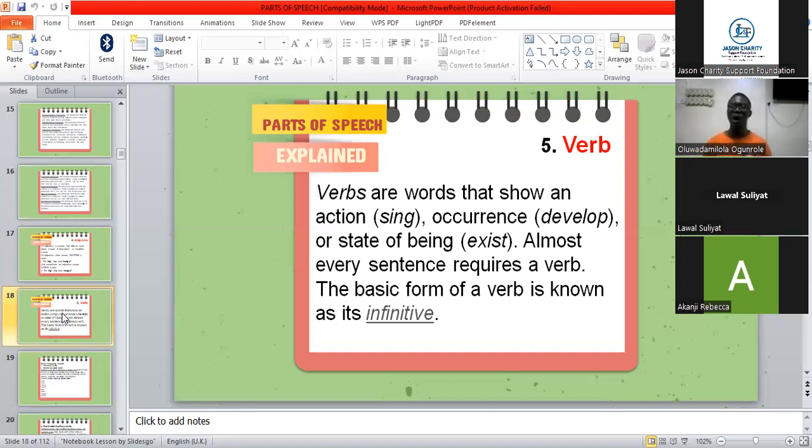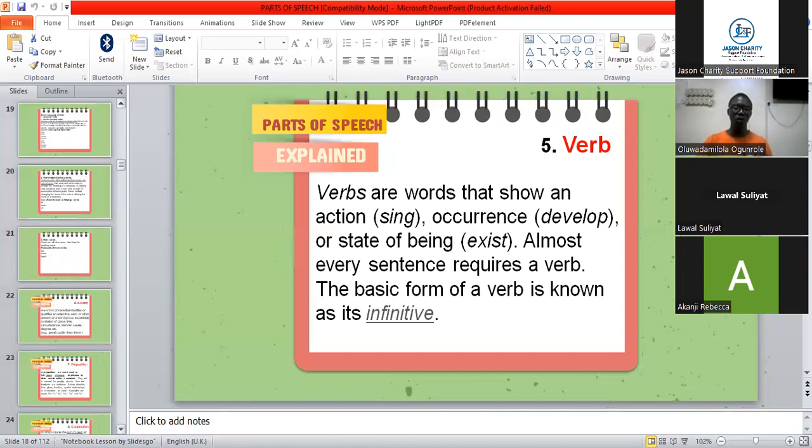And basically on numbers, if you can change from first person singular to first person plural, second person singular to second person plural, or third person singular to third person plural, without changing the understanding or the meaning the sentence carries, it means that you have been able to successfully use a finite verb. But if the verb cannot change from one person to another, you realize that the verb is a non-finite verb.